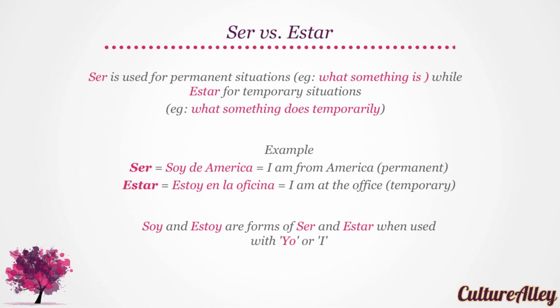Do you remember that ser is used for permanent situations? For example, what something is, while estar is usually used for temporary situations. For example, what something does temporarily. Let's take an example. An example of ser will be soy de América, which means I am from America, a permanent situation. An example of estar will be estoy en la oficina, which means I am at the office, a temporary situation. Note that both soy and estoy are forms of ser and estar respectively when used with yo or I.